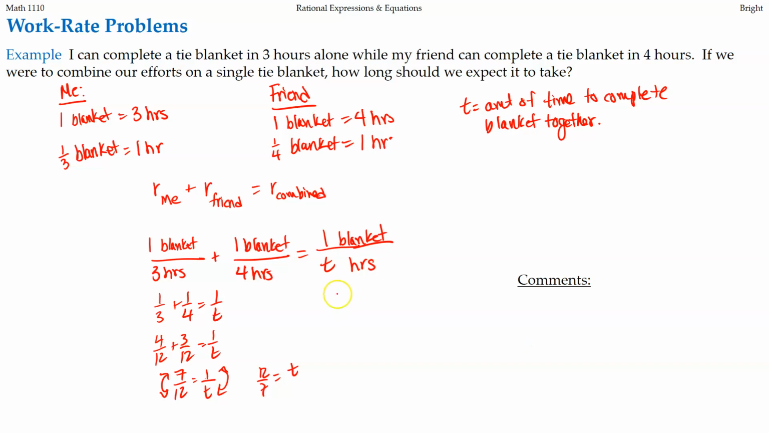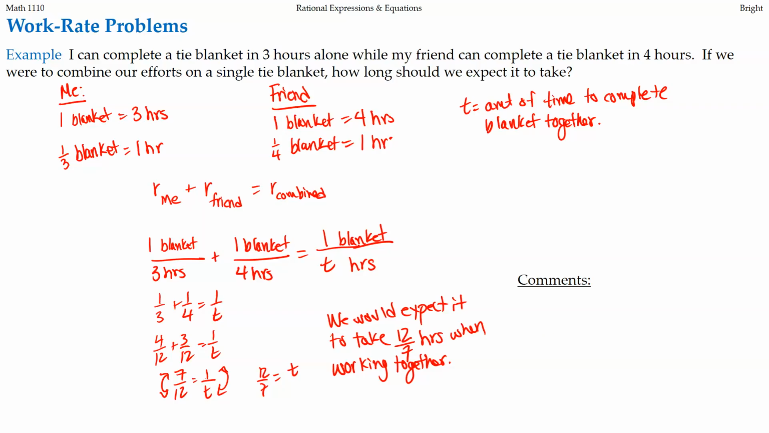Okay, so then in context here, what we end up with is that we would expect it to take 12 over 7 hours when working together.